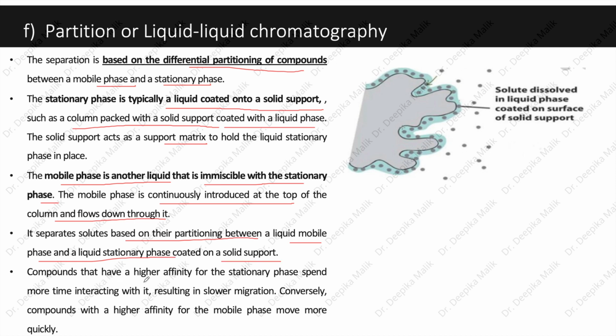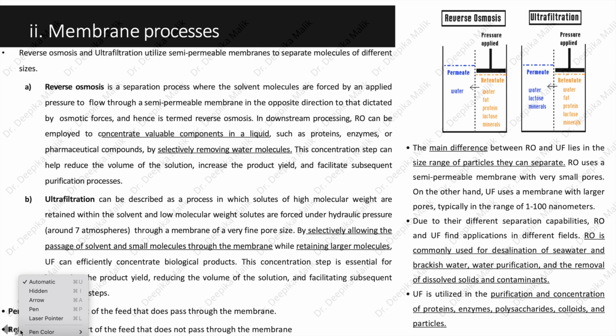Compounds that have a higher affinity for the stationary phase spend more time interacting with it, resulting in slower migration. Conversely, compounds with a higher affinity for the mobile phase move more quickly. Now coming to the next method of purification, that is membrane processes.